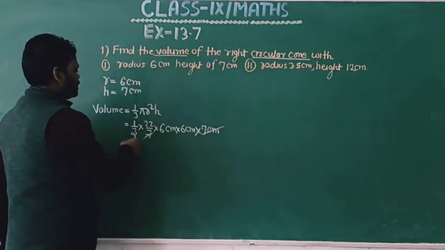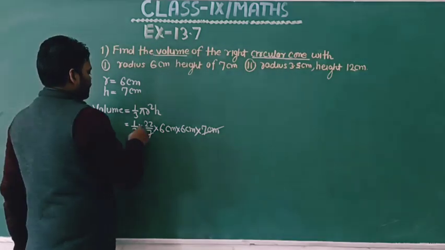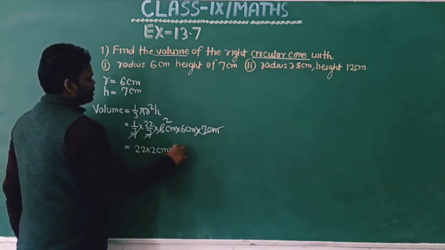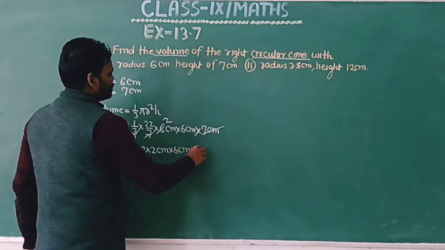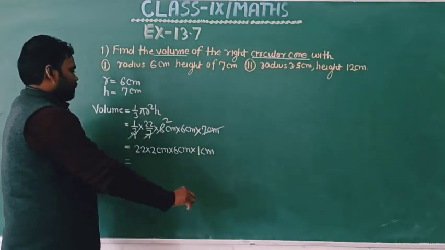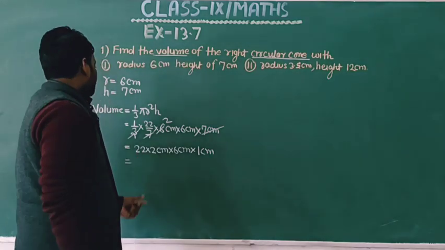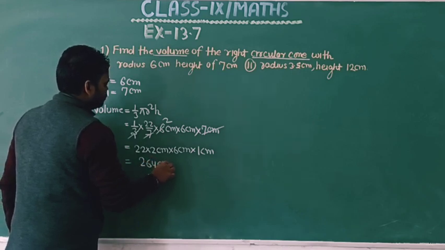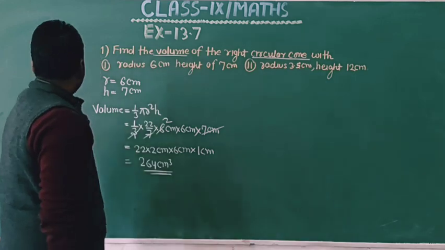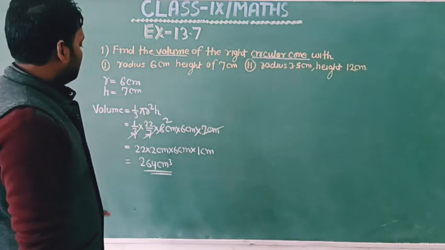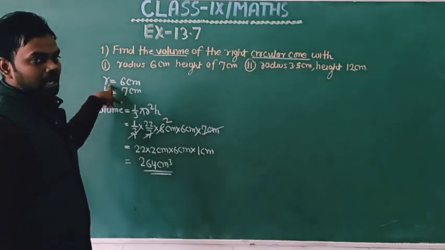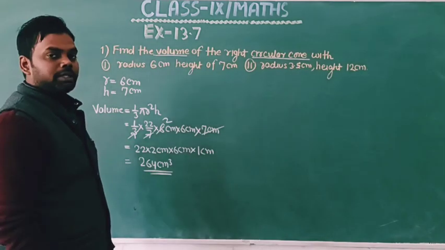Okay, so we can cancel 7, and 3 twos are 6. Now multiply 22 by 2 cm by 6 cm by 1 cm. Overall, on multiplying we get 264 centimeter cube of volume. So the volume of the cone with radius 6 cm and height 7 cm is 264 centimeter cube.